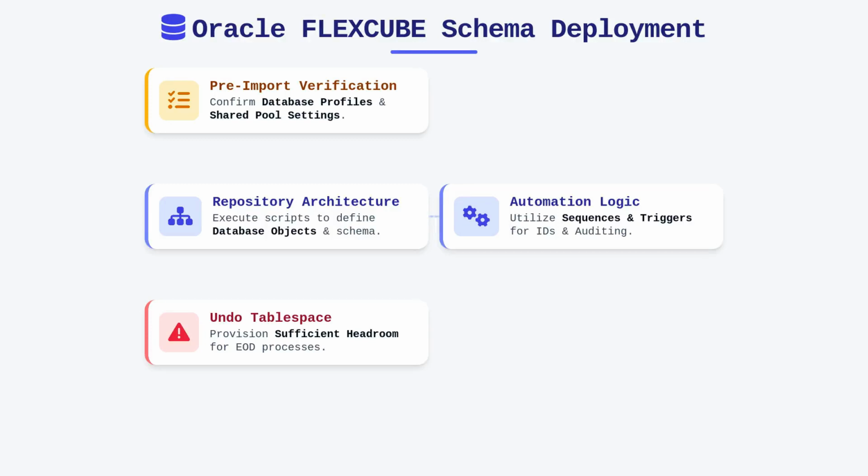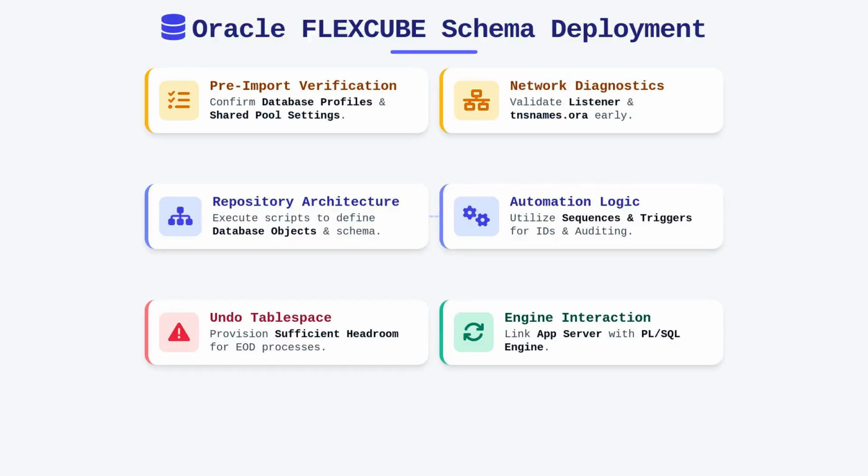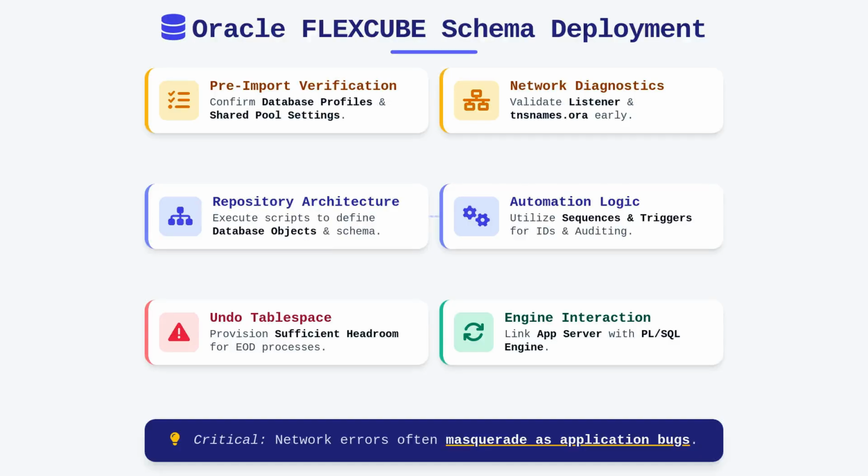Furthermore, the role of the database instance in this context involves not just the static schema definitions, but the dynamic interaction between the application server and the PL/SQL engine. Configuration errors in the listener or the tnsnames.ora file can often masquerade as application layer errors. So validating the network connectivity and service registration early is a crucial diagnostic step.